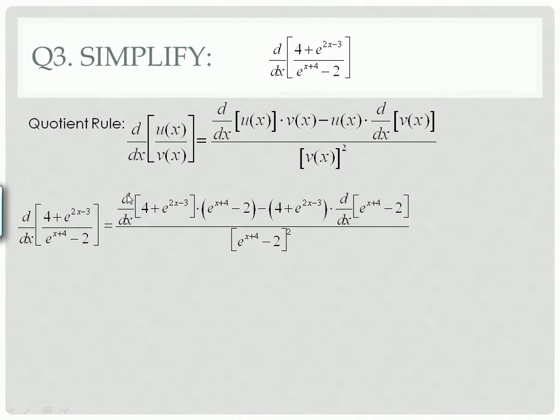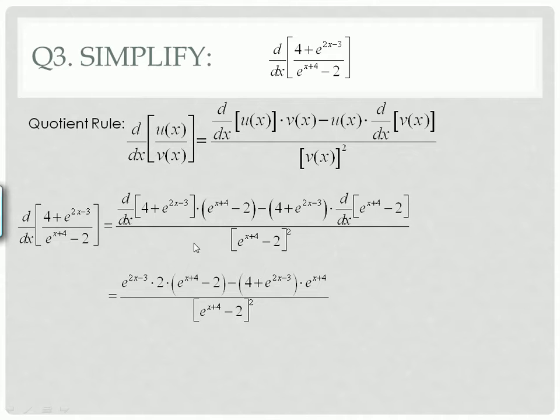And then when I start taking the derivatives, the derivative of 4 plus e to the 2x minus 3, well, the derivative of a constant is 0, so that 4 will drop out. And the derivative of the exponential will bring back that exponential times the derivative of the exponent. And so I'm going to get e to the 2x minus 3 times 2 for this first derivative in the numerator, e to the 2x minus 3 times 2.